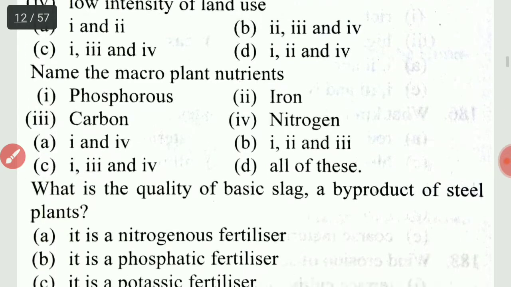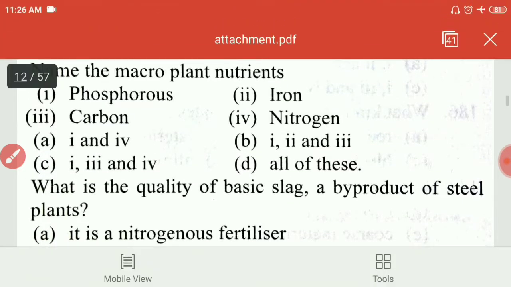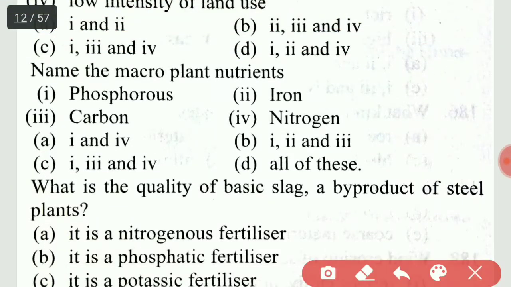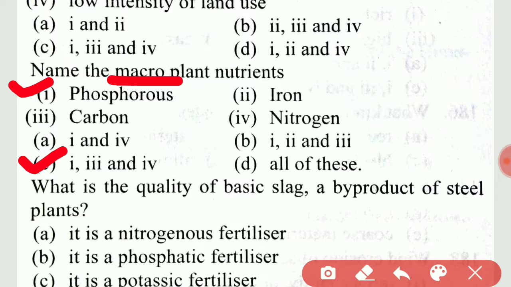Next, name the macro plant nutrients. Option C is correct. Macro plant nutrients are phosphorus, carbon, and nitrogen.